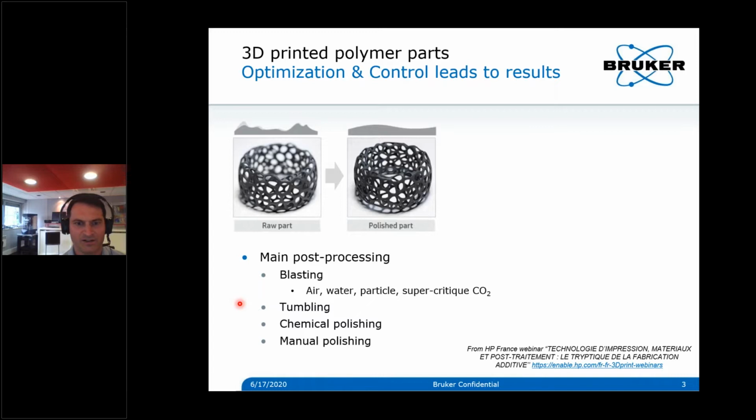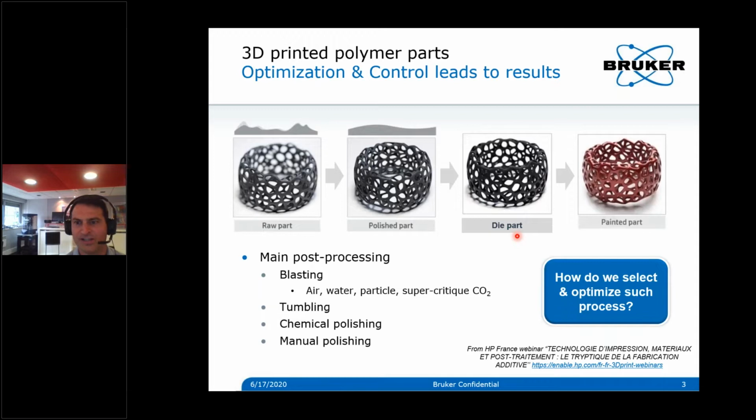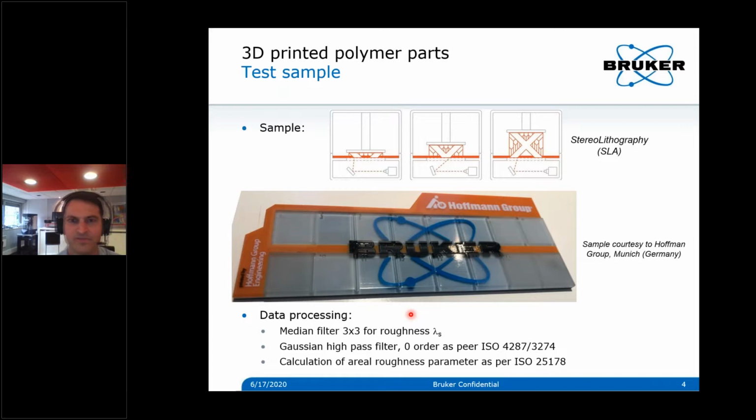So in that case, we will use some chemical polishing, or even manual polishing, such as we can apply some dye to the part, and you see how dark it looks now through the dyeing. And then finally, you can paint the parts, which creates a nice looking surface. But as you can see, there are multiple choices and multiple steps possible. So the key question is, how do we select the proper post-processing means, and how do we optimize each of those means? This is what I'd like to develop in this talk today, based on this 3D printed polymer part.